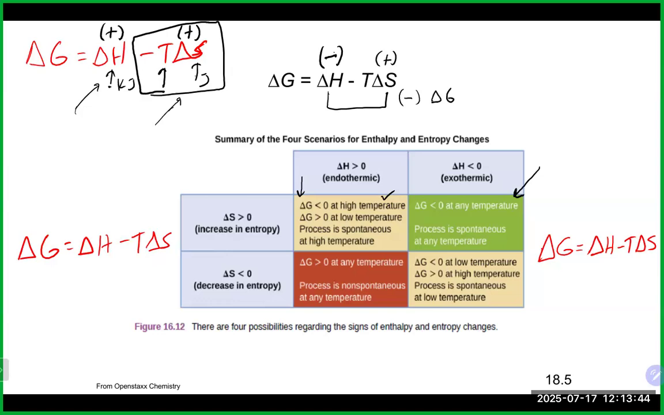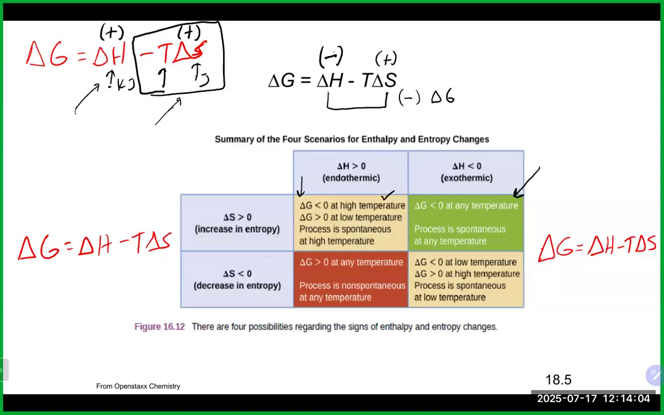And that means that the reaction should always be spontaneous, no matter what the temperature is. You will always get a spontaneous reaction. So a negative delta H and a positive delta S would definitely result in a spontaneous reaction regardless of the temperature.